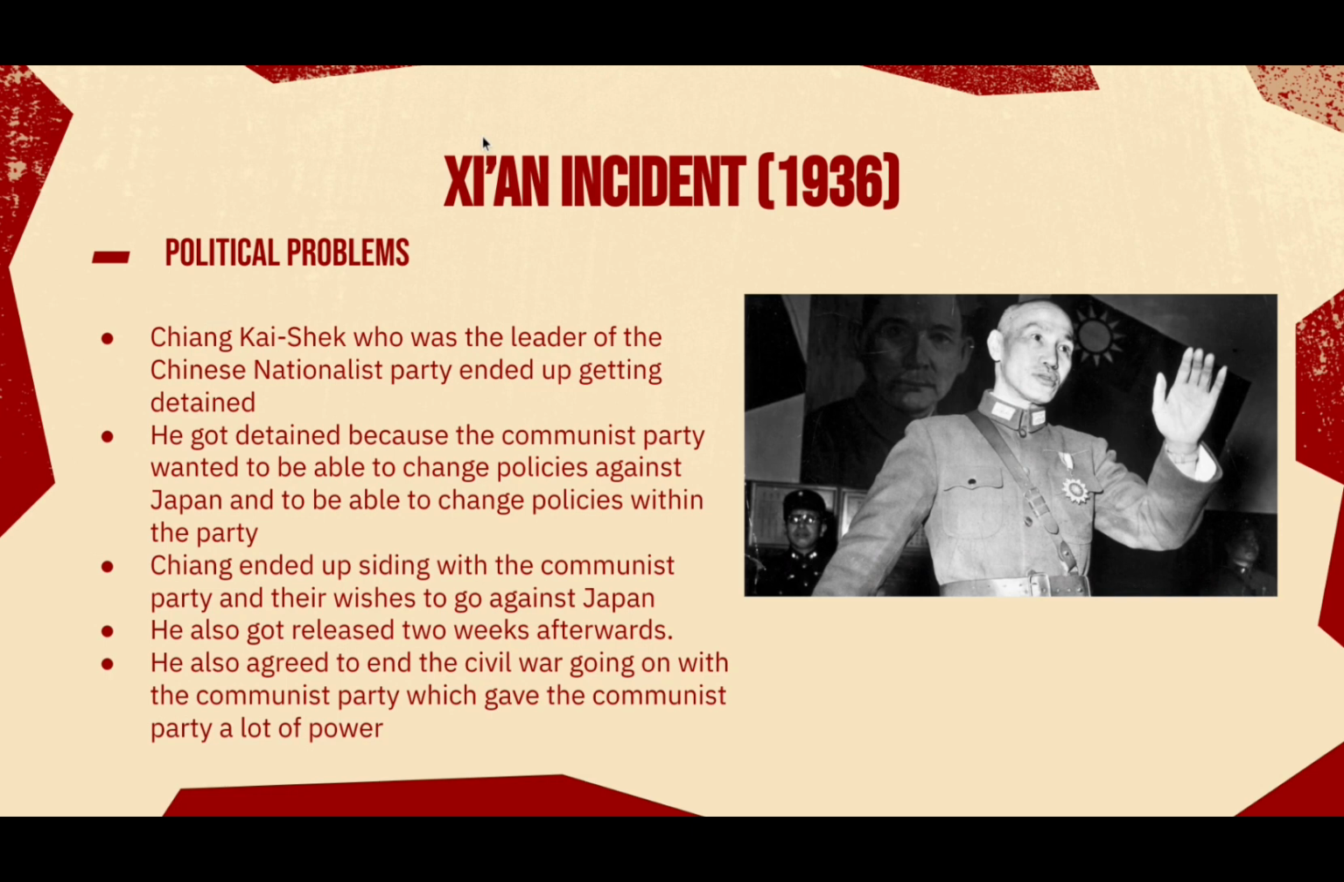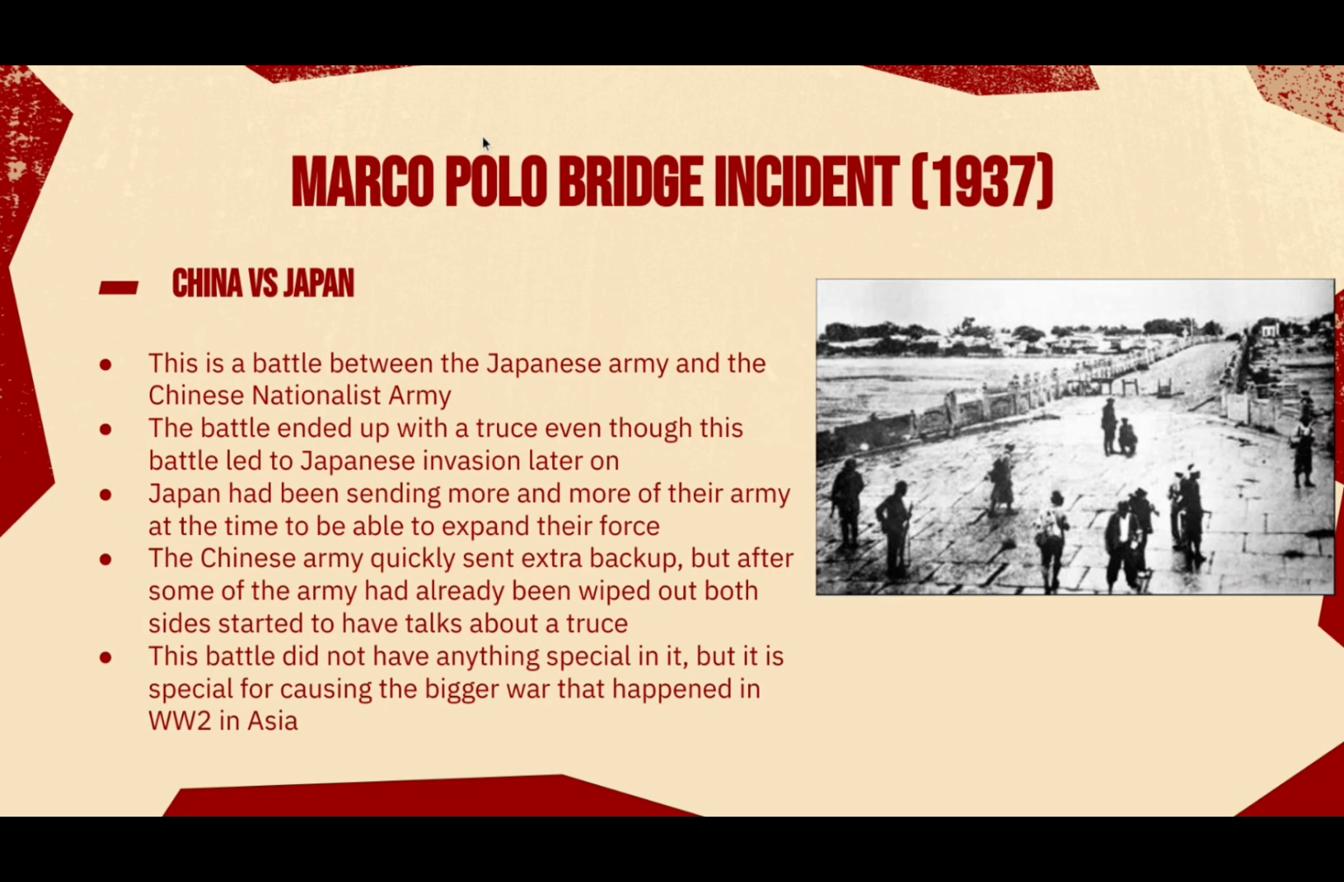the Xi'an incident, when Chiang Kai-shek ended up getting detained and thrown into jail by the Communist Party just a year afterwards, as an attempt for the Communist Party to gain a lot of power, which ended up being successful, as the only way they would let Chiang Kai-shek out of prison at that time was by agreeing to give the Communist Party a lot more power. And this was a huge turning moment because this helped the Communist Party get more power and kind of ended the Civil War at the time.